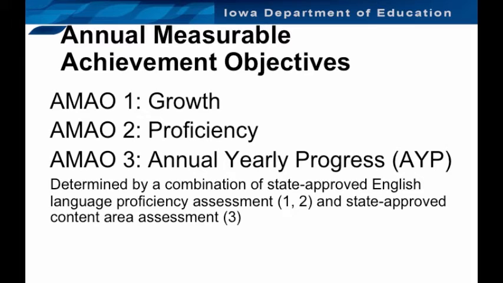Annual measurable achievement objectives are as follows. AMAO 1 represents growth, AMAO 2 proficiency, AMAO 3 represents annual yearly progress. These are determined by a combination of state-approved English language proficiency assessments for AMAOs 1 and 2 and the state-approved content area assessment for AMAO 3.